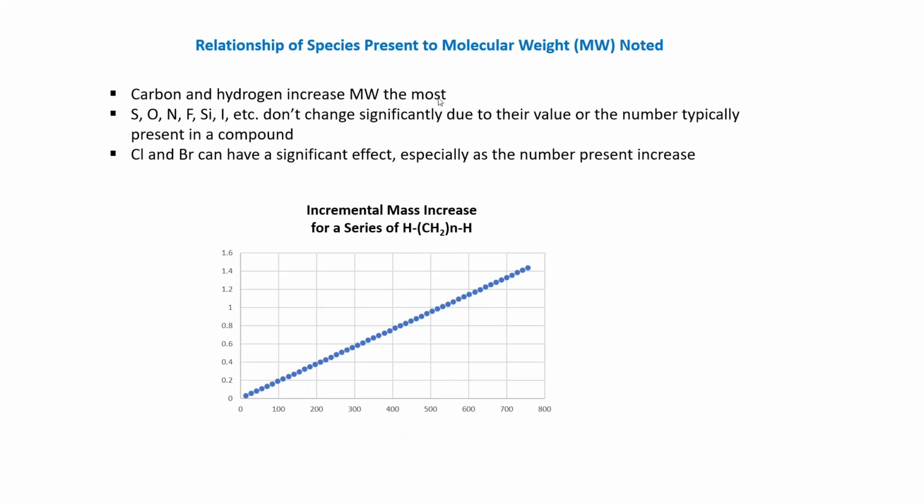Sulfur, oxygen, nitrogen, fluorine, silicon, iodine, etc. don't change this value significantly, due to their value or the number of these elements typically present in a compound in most cases. Chlorine and bromine can have a significant effect, especially as the number present increases in the molecules. So you need to be more careful when you have those present.